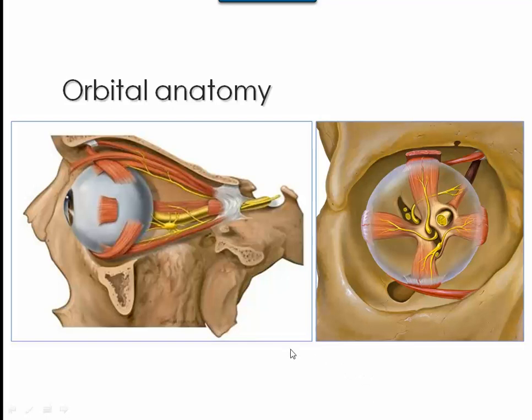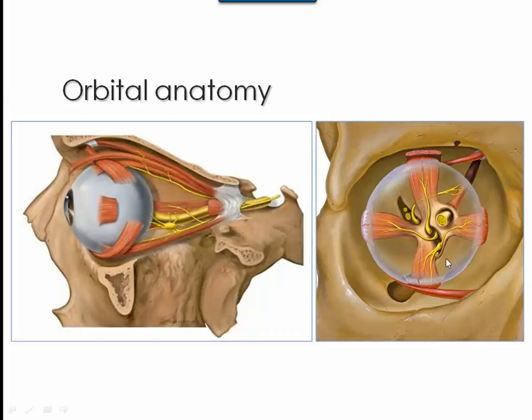The orbital anatomy is simple since there are a few important anatomic structures within the orbit. The most important is the globe, of course, and the extraocular muscles, as well as the optic nerve and the lacrimal gland.